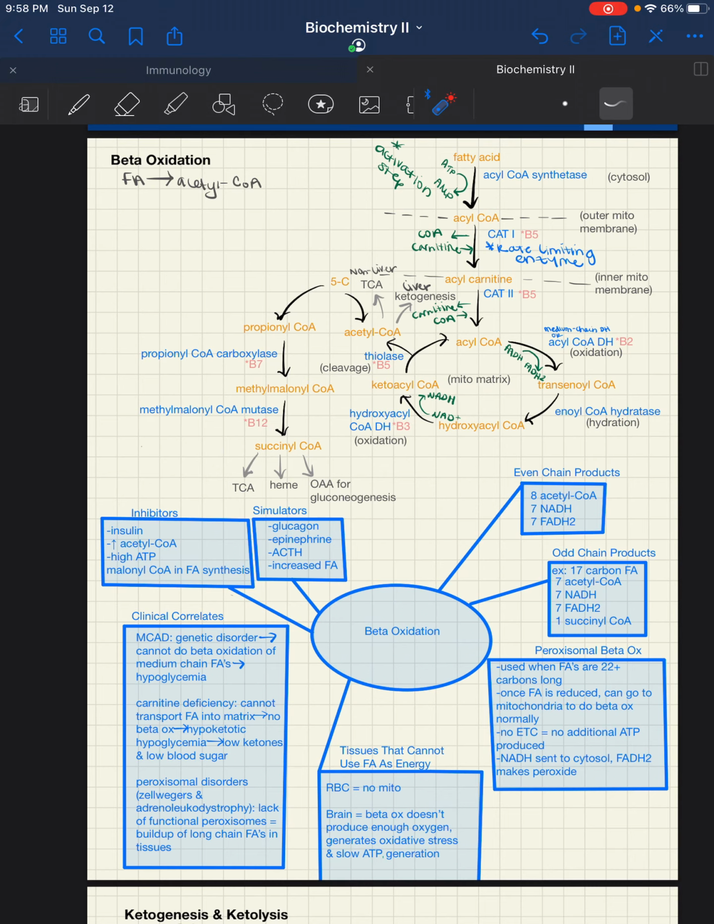Malonyl-CoA is a molecule in fatty acid synthesis. So fatty acid synthesis is the opposite pathway of beta oxidation. If we have malonyl-CoA, that'll inhibit CAT1, and that'll stop this pathway from happening because malonyl-CoA is on when we're synthesizing fatty acids, and this is fatty acid catabolism.